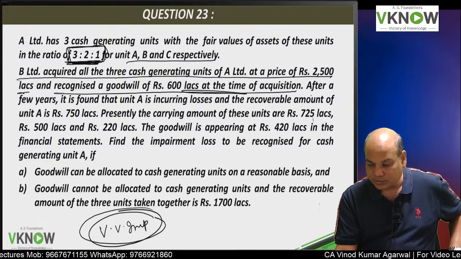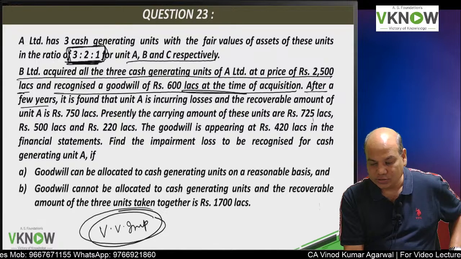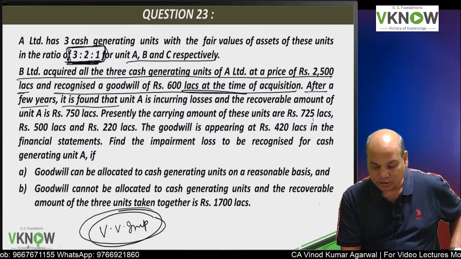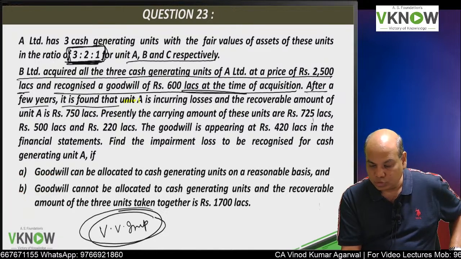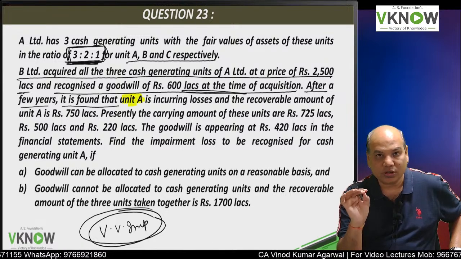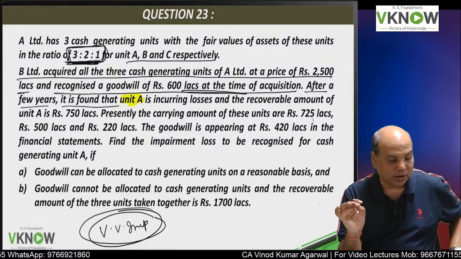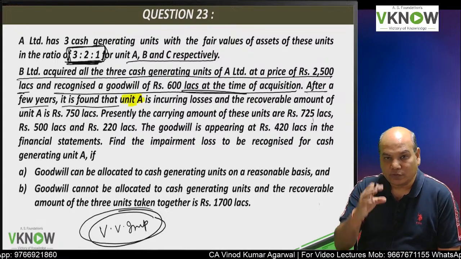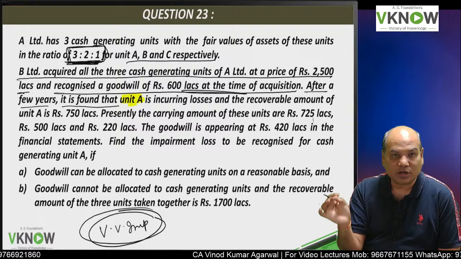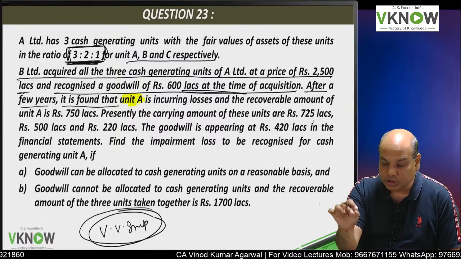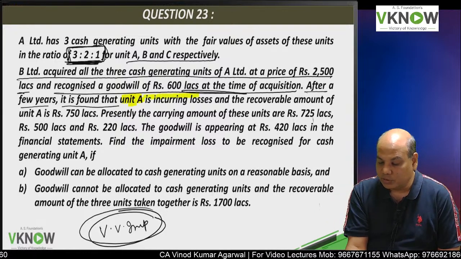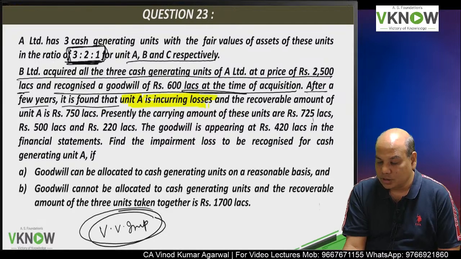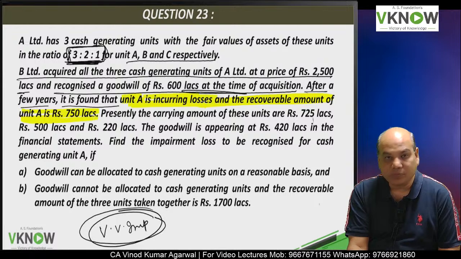Now what is the status? After a few years, it is found that unit A might be impaired. There is an indication from internal or external sources that unit A might be impaired because it is incurring losses, and the recoverable amount of unit A is 750 lakh.